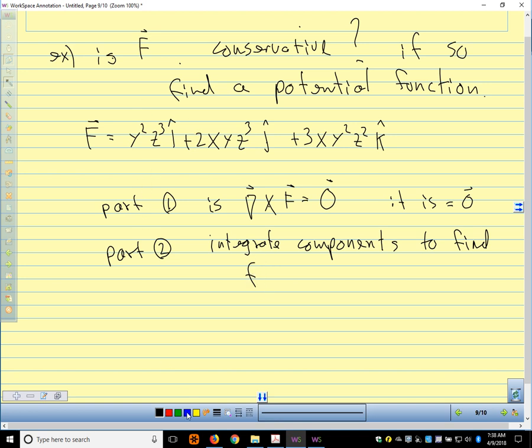So if I called this first component m, second component n, third component p, we would do the integral of m with respect to x, the integral of n with respect to y, and the integral of p with respect to z to find our potential function. And this turns out nice, we just get one term when we integrate with respect to x, y, and z. And it's pretty easy to see what the potential function is going to be.